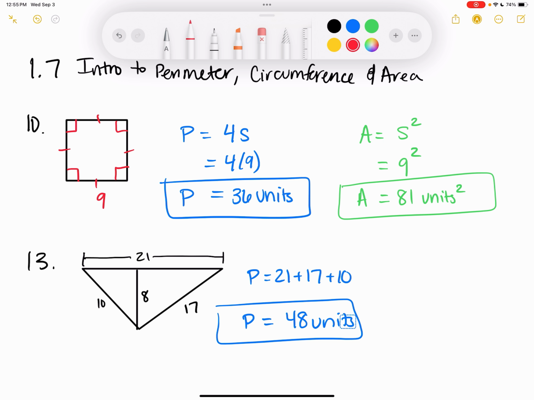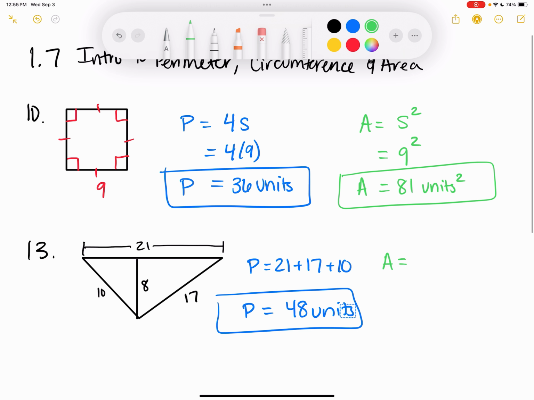Now area is 1/2 base times height. So it's 1/2 times base is 21, height is 8. What is that? 168. Yep, 21 times 8. So I would take half of 8 first, which is what? 4 times 21 is 84. It's going to make your life a whole lot easier if you do that first. And then units squared for area.